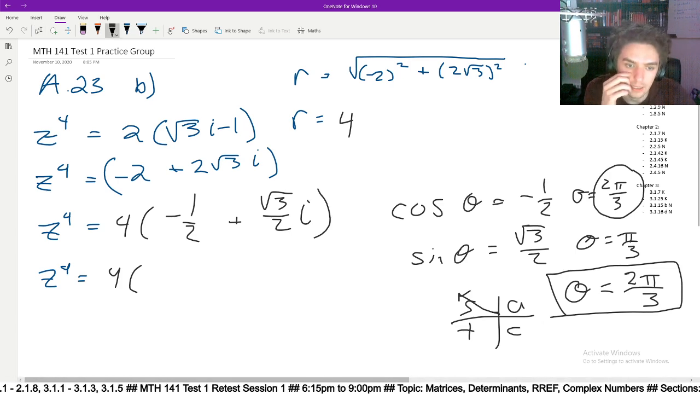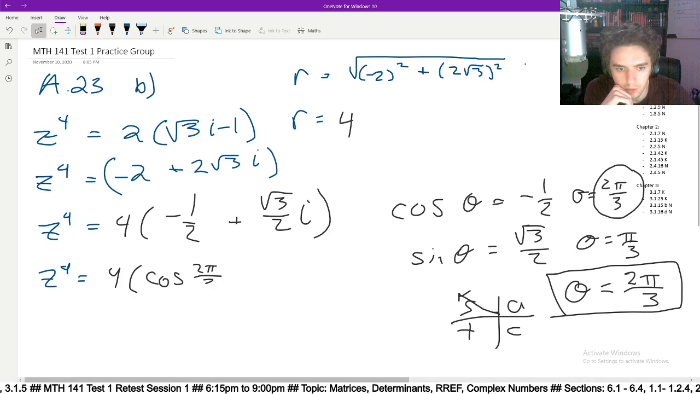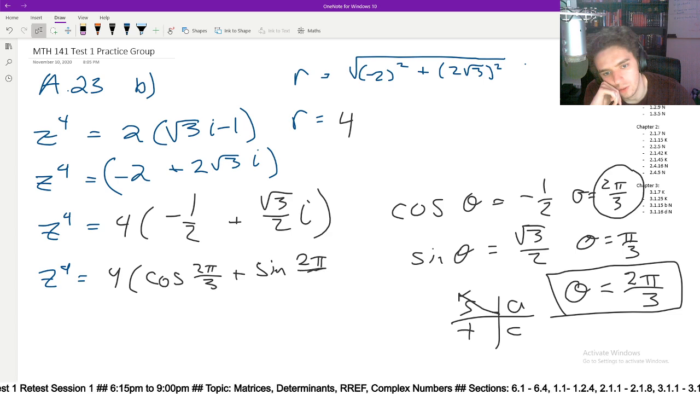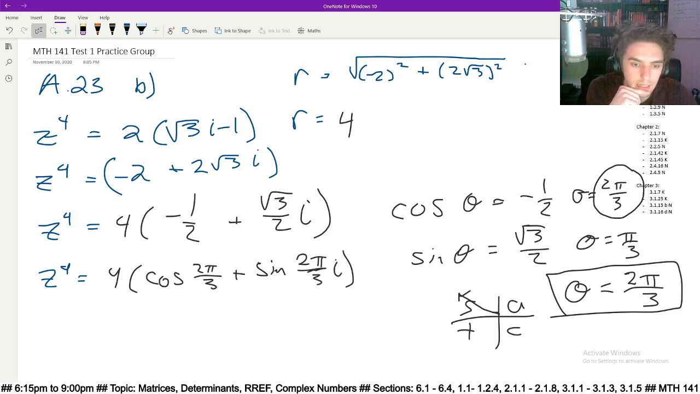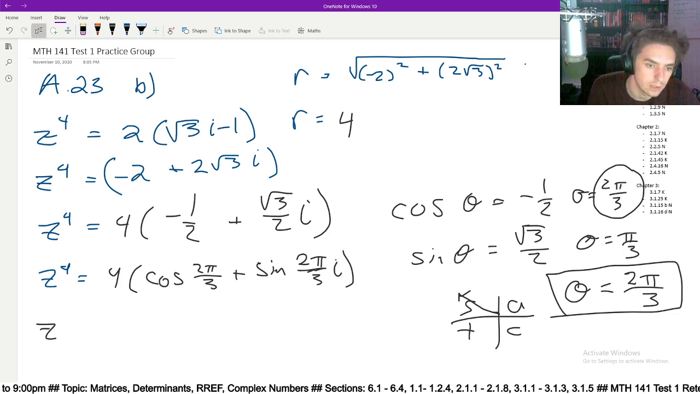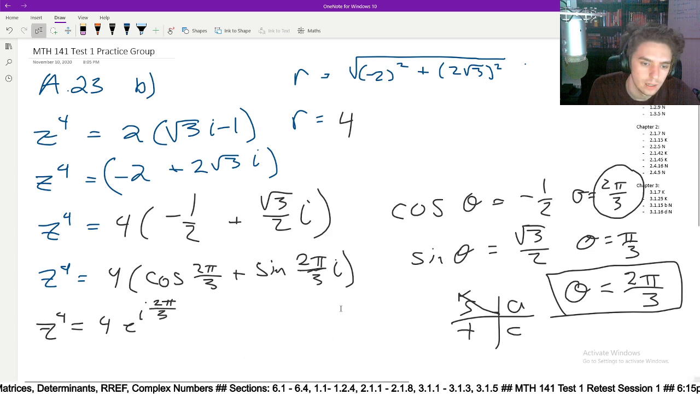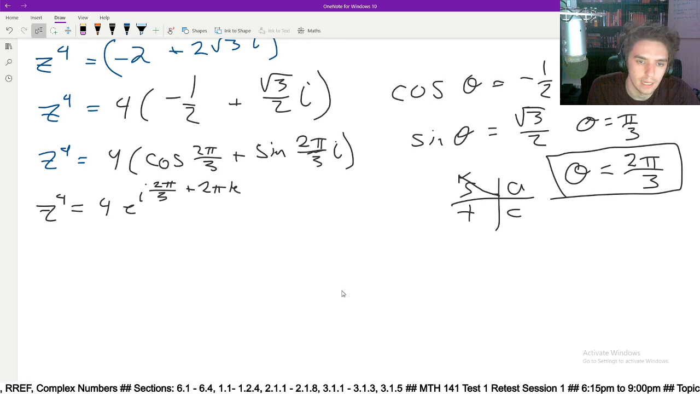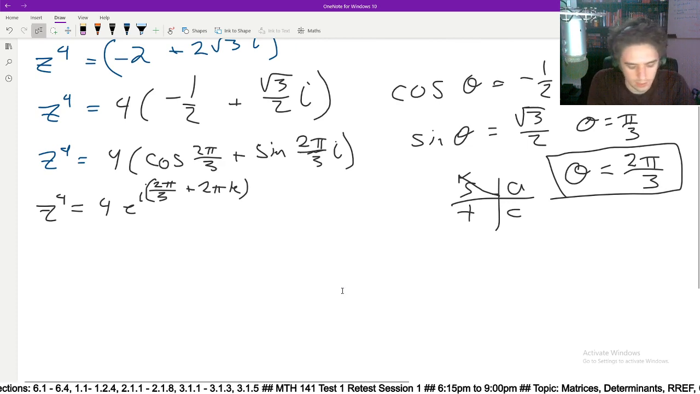So you can write this as cos 2 pi over 3 plus sine 2 pi over 3 i, right? And so now we're ready to put it in polar form. So z to the power of 4 equals 4e to the i 2 pi over 3. And remember, we can add 2 pi k to that because it's cyclic.